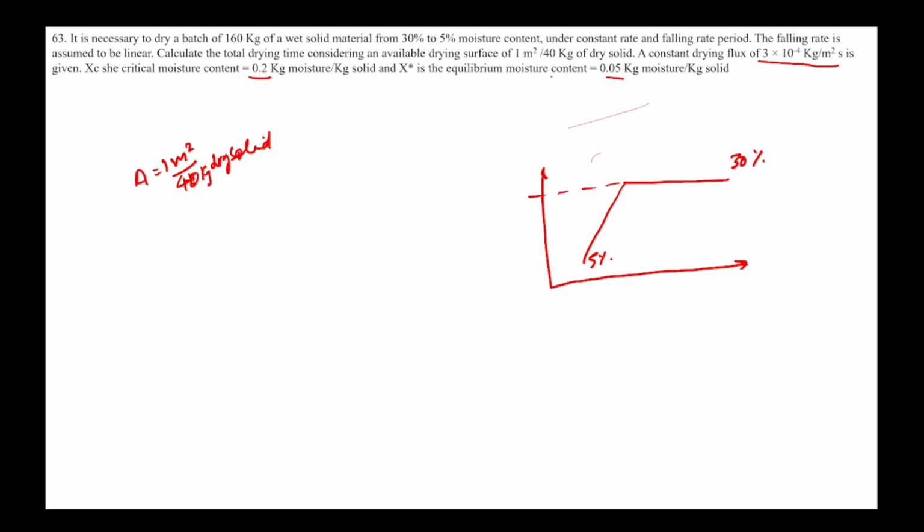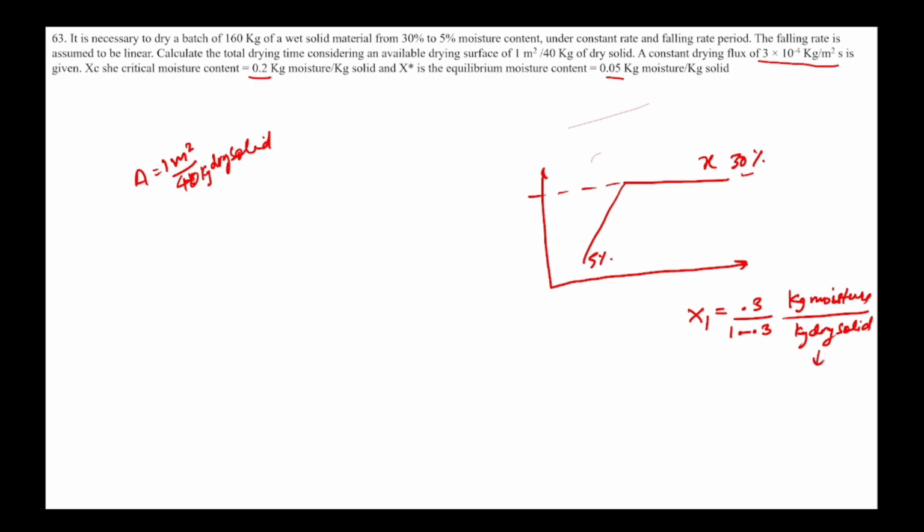Similarly, equilibrium moisture content is kg moisture per kg solid. But here 30% is the percentage with respect to the mixture. So we have to find the small x. We have to find the large X1 is equal to 0.3 divided by (1 minus 0.3). So this is kg moisture divided by kg dry solid.